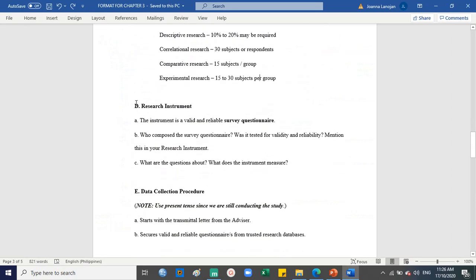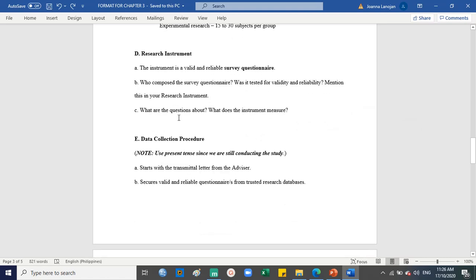And then letter D is research instrument. Again, you can state that it's a valid and reliable survey questionnaire. You have to cite from where the questionnaire came from and who made it. Was it tested for validity and reliability? You mention that there. And then what are the questions about, and what does the instrument measure? It's important to state what this questionnaire measures.